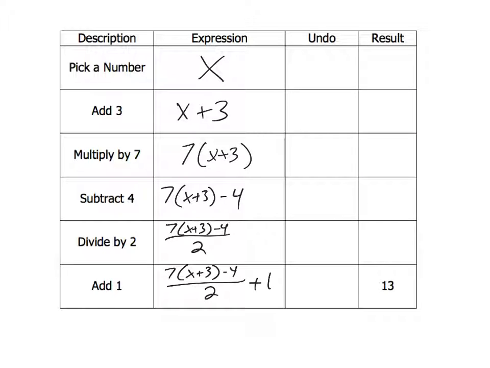So check this out. If we know that doing this number trick gives us 13, let's undo the order of operations to see what we get. I'm going to start at this 13 here, and I'm going to work my way zigzagging up the table. From the 13, instead of adding 1, let's subtract 1. So 13 minus 1 gives me 12. Now let's keep undoing. Instead of dividing by 2, let's multiply by 2. And when we do that, we get 24.